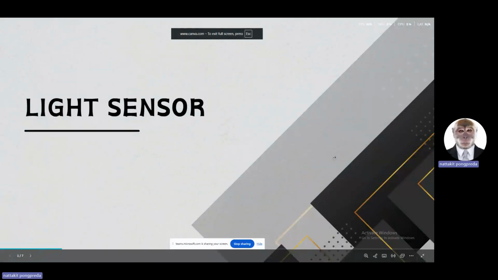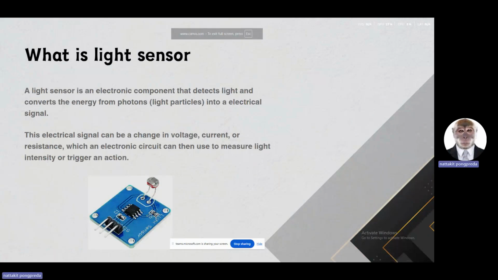Light sensors. What is a light sensor? A light sensor is an electronic component that detects light and converts the energy from photons, which are light particles, into electrical signals. This electrical signal can be a change in voltage, current, or resistance, which an electronic circuit can then use to measure light intensity or trigger an action.